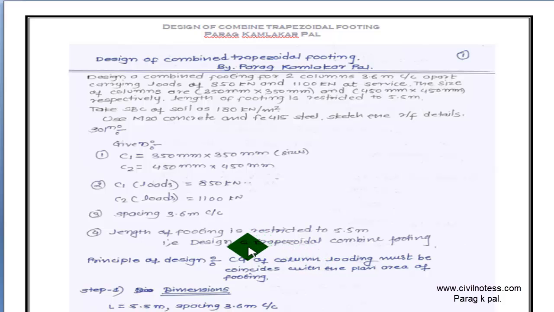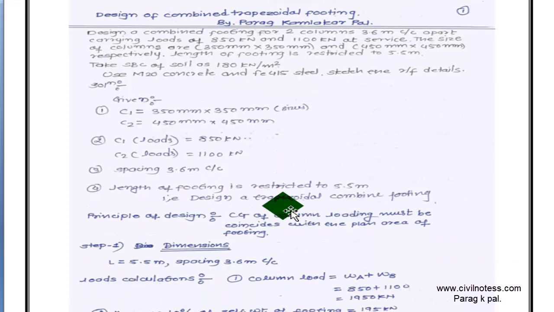Now, what is the main principle of the trapezoidal footing? The CG of the loads coming from column 1 and column 2, the CG of both columns, should coincide with the centroid of the plan area of the footing. It is one of the main principles of the trapezoidal footing. So my first step is the determination of the dimensions.